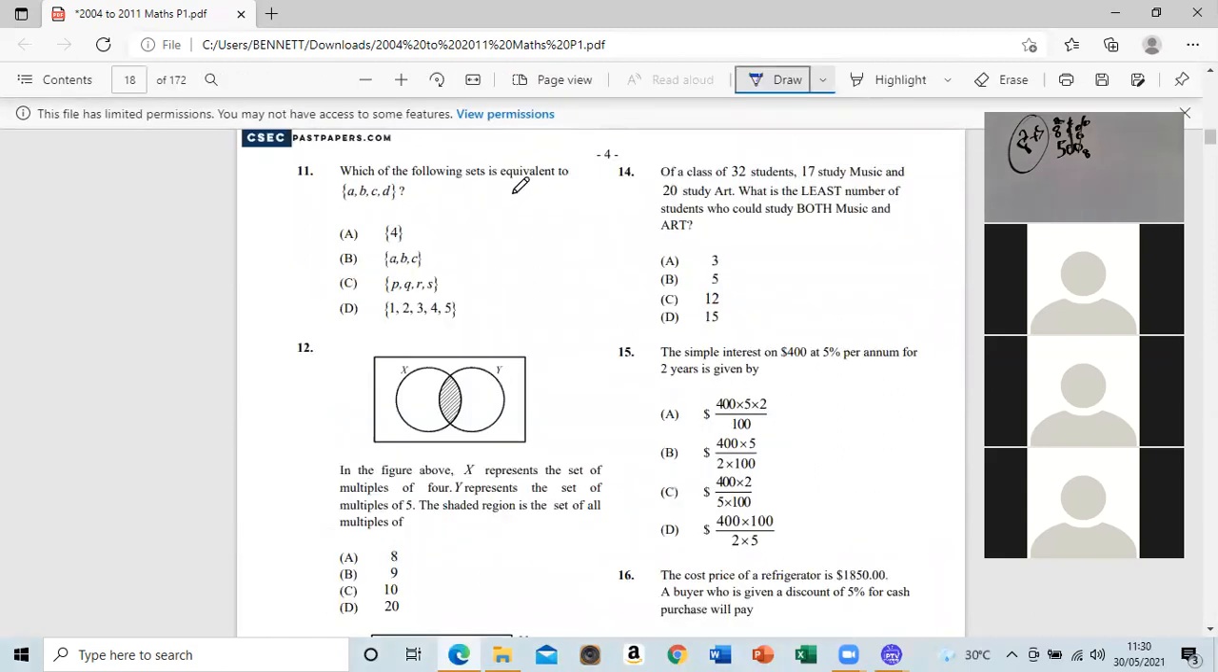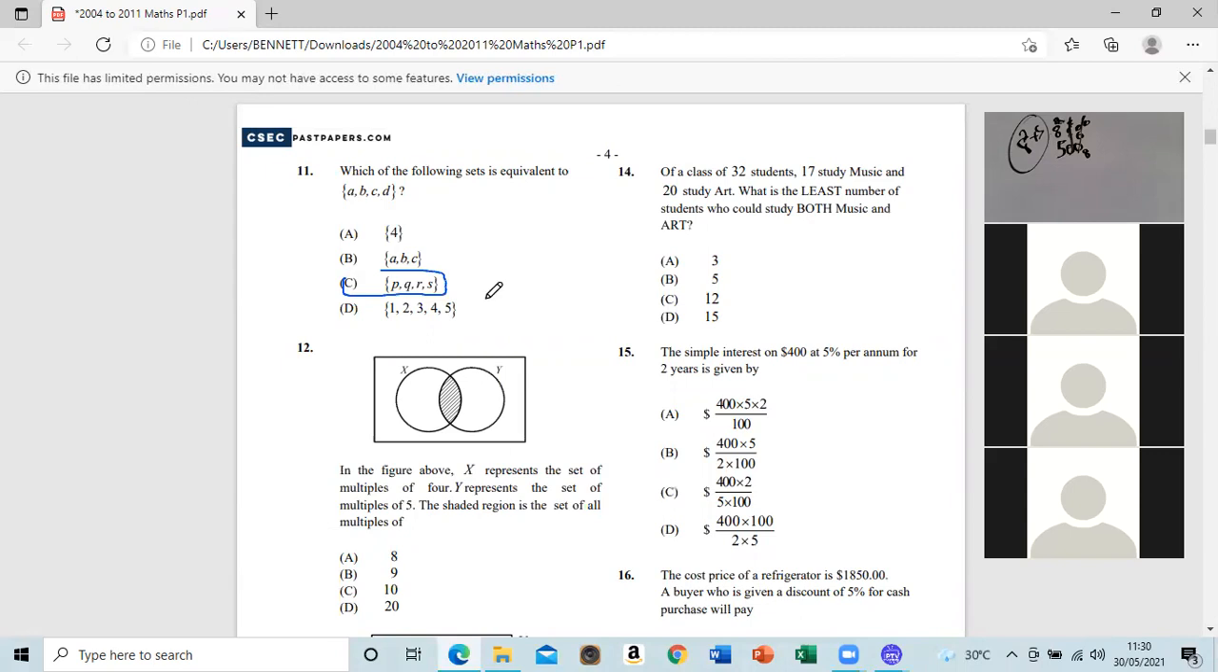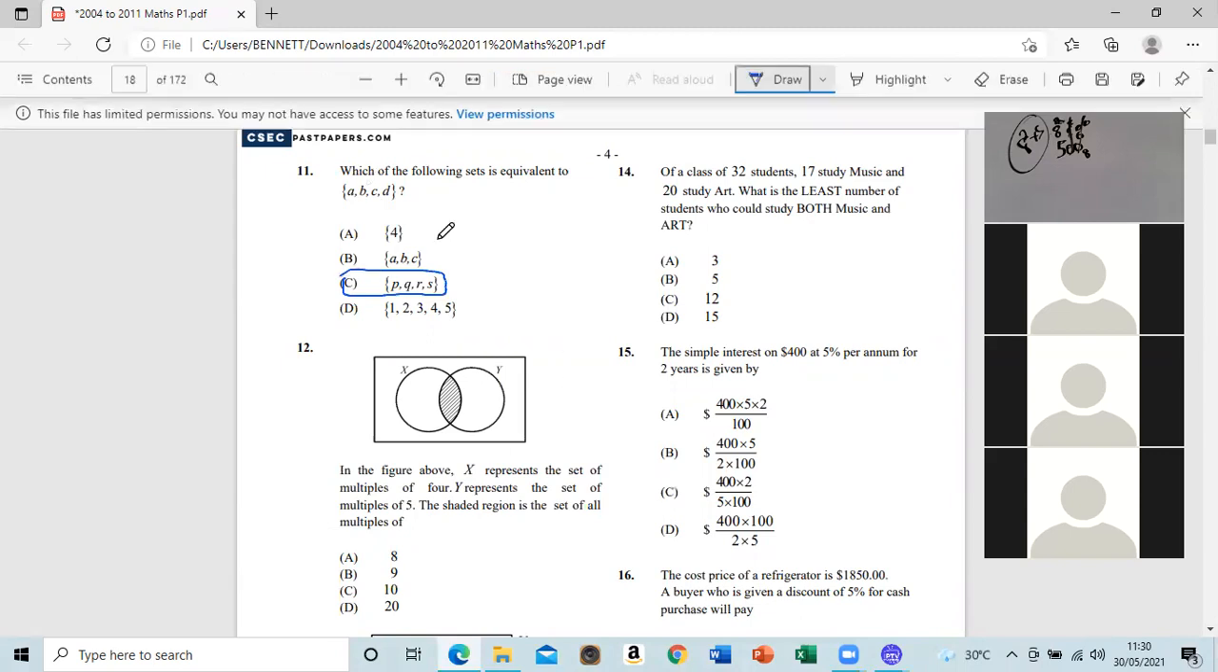Which of the following sets is equivalent to A? C. All right. Oh, Zena, I know you. So guys, once it has 4 elements, it's that one. Nobody wrote this, you know. See, I can't trick you with that.